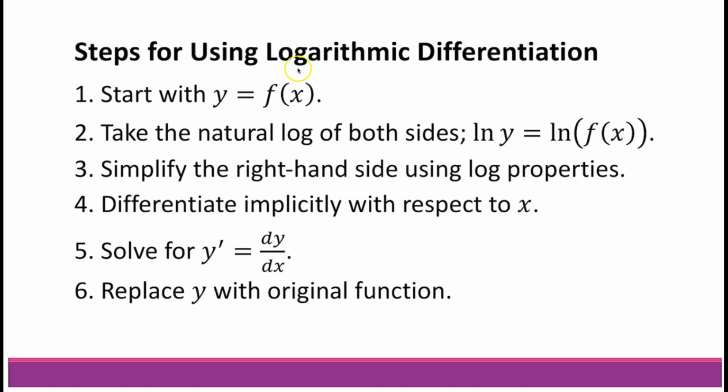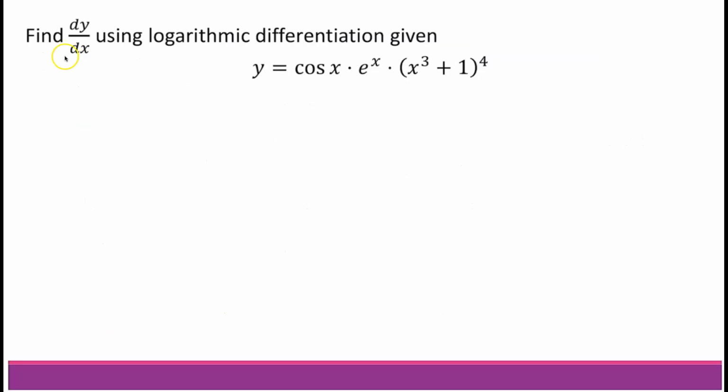Here are the steps we're going to apply for logarithmic differentiation. We have to start with y equals some f of x, and then take the natural log of both sides, so natural log of y equals natural log of f of x. And that's when we're going to simplify the right-hand side using log properties. And we'll differentiate implicitly with respect to x, solve for y prime or dy dx, and then replace our y with the original function.